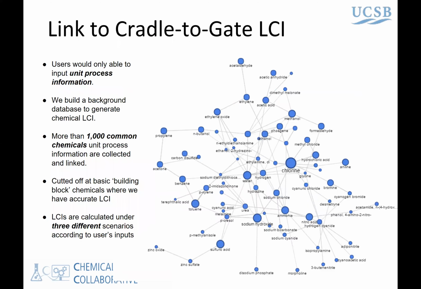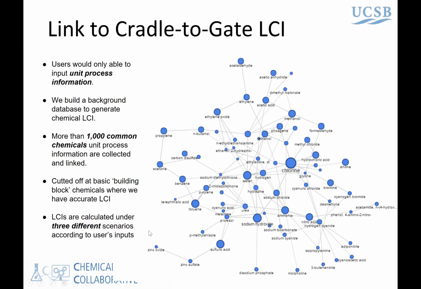So to build this background database, we need to have our database to have some certain features to achieve this goal, right? Because our user would only be able to provide unit process information, so we need to have this database contain a lot of basic chemicals, and also we need to make sure that all of these basic chemicals are linking all the way up to some building block chemicals. Say in this case, this graph is one example of our current database. It's just part of it. It's not every chemical that we have in the database.